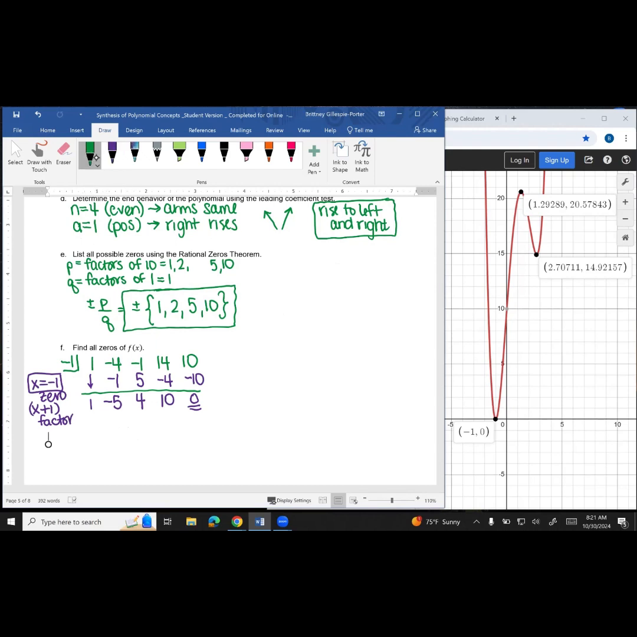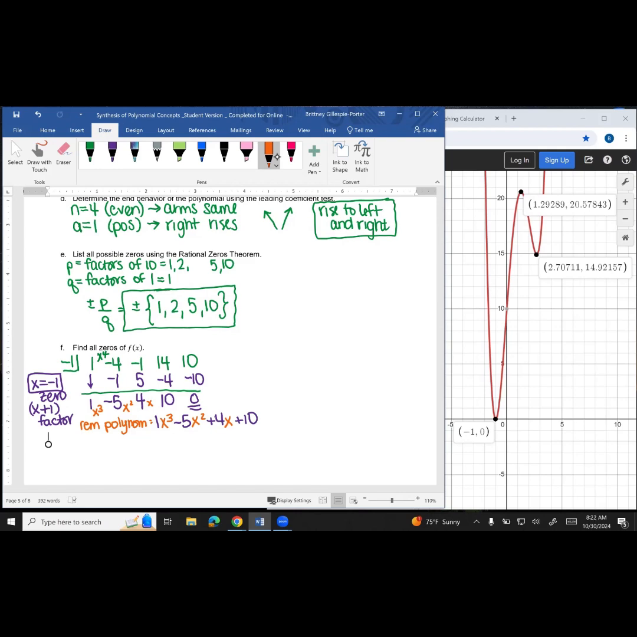Remember that we started with an x to the 4th, but when we drop down below the line, we come down to an x cubed, which means that our remainder polynomial is going to be 1x cubed minus 5x squared plus 4x plus 10. We're going to use that remainder polynomial to do synthetic division again.